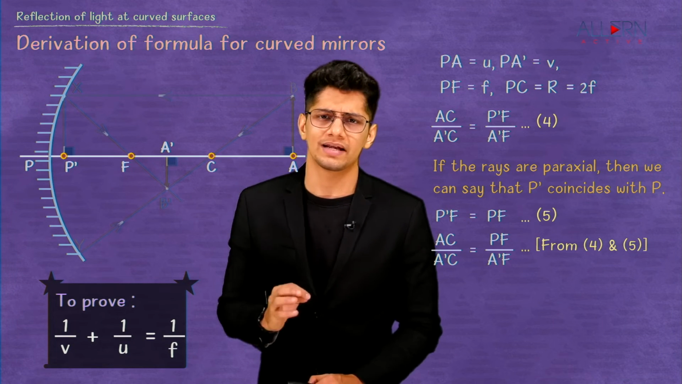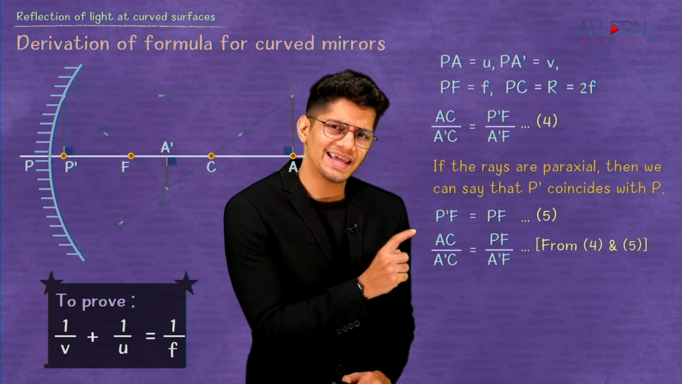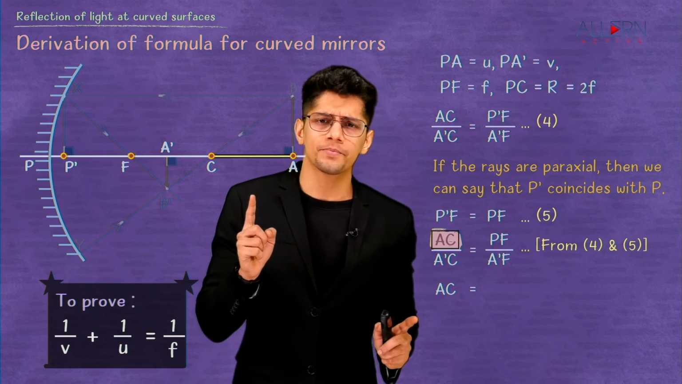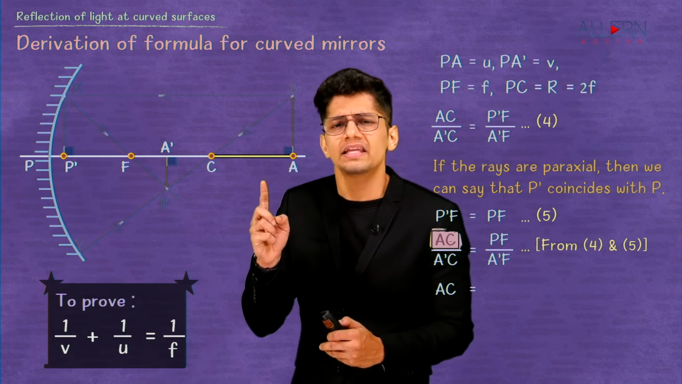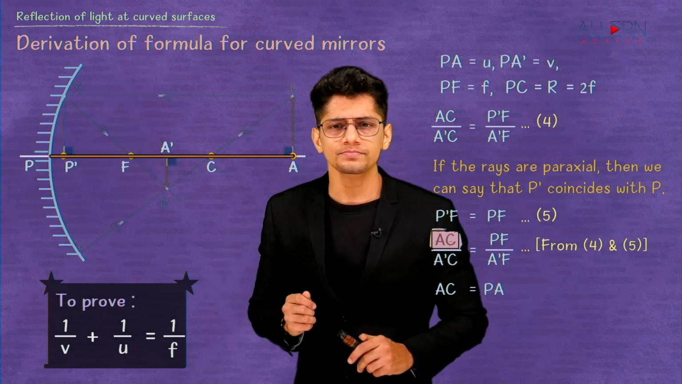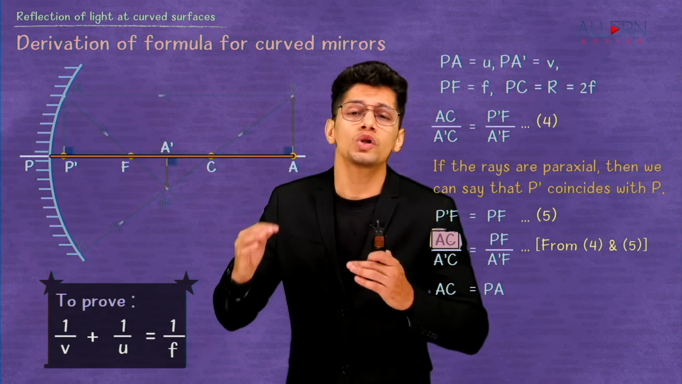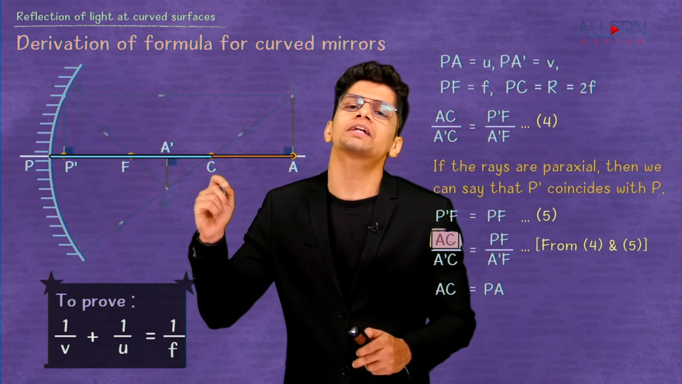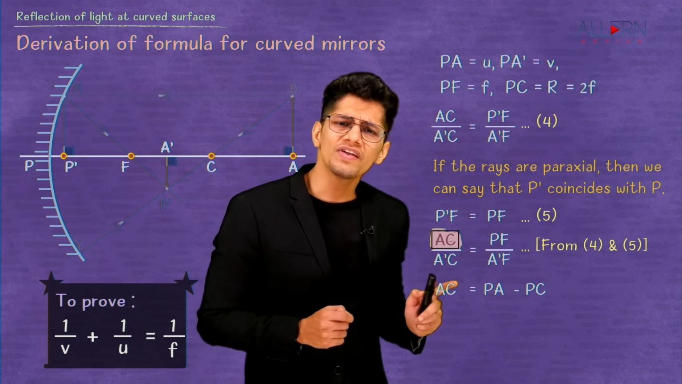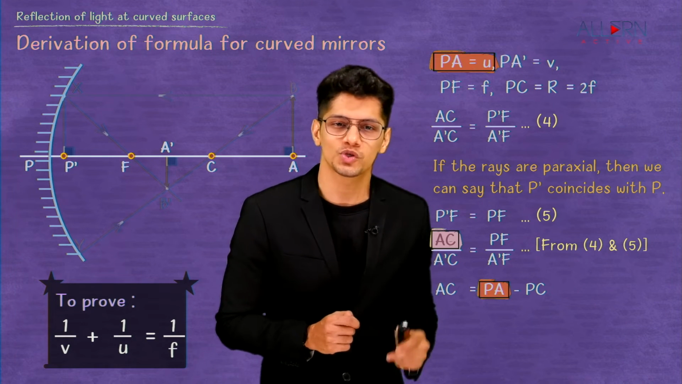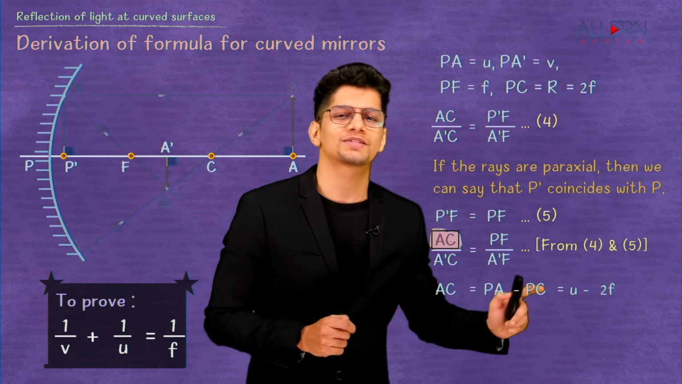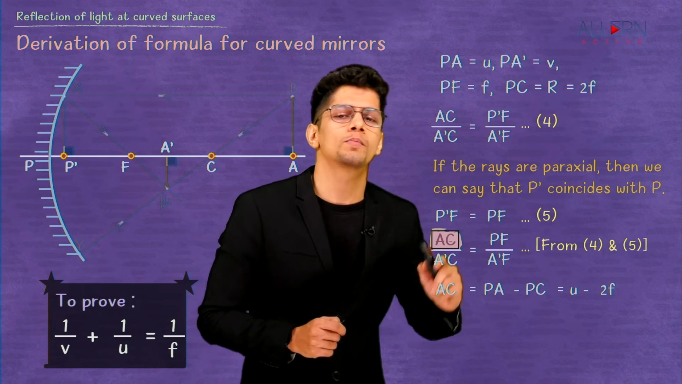So now let us look at this particular segment, that is AC. Where is AC in the diagram? We have it over here, right? So we write AC. Now one question to you. Is AC a part of a bigger segment? Yes it is. That is PA. So we write PA. Now in order to get AC, what do we have to subtract from PA? We have to subtract PC. So we have PA minus PC. That means AC is equal to PA minus PC. Do we have the value of PA? Yes, we do. That is U. So we write U minus PC. PC is nothing but 2F. So we write U minus 2F. So we have AC is equal to U minus 2F.